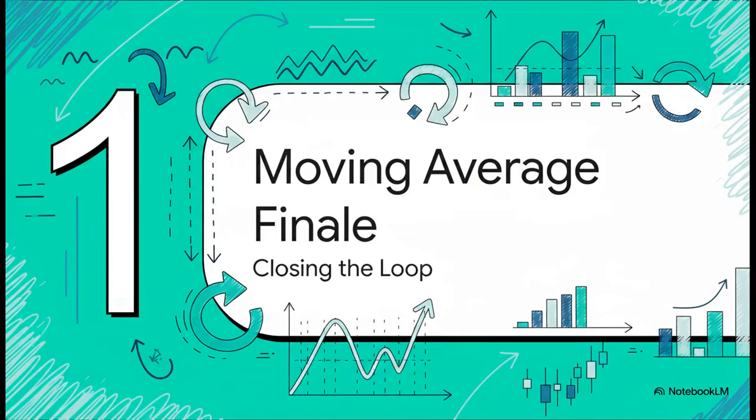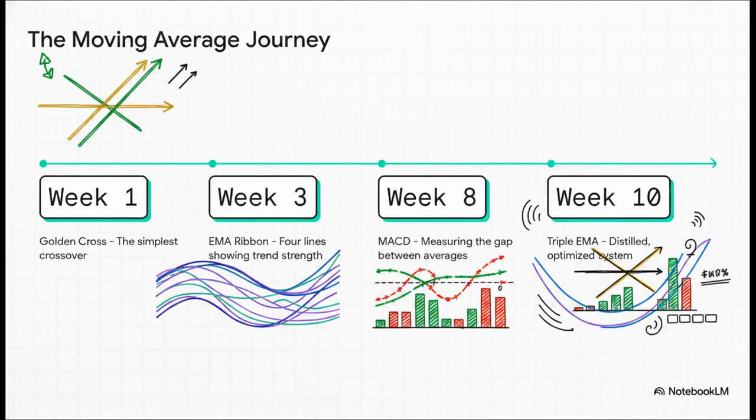All right, Part 1, the moving average finale. This marks our 10th strategy, elegantly closing the chapter on our moving average analysis. Think back to our journey for a second. We kicked things off in week 1 with the Golden Cross, which is pretty much the simplest crossover possible. Then by week 3, we upgraded to the EMA ribbon, a 4-line system that gave us a great read on trend strength. But let's be real, it required a bit of subjective visual judgment. Fast forward to week 8, and we explored the MACD, a momentum oscillator measuring the gap between two averages.